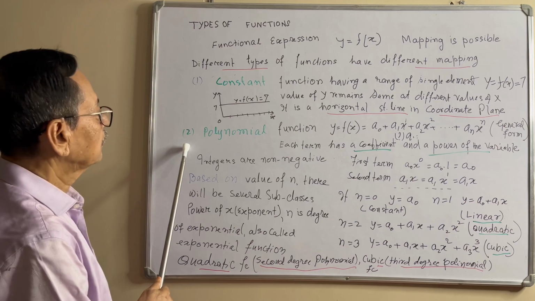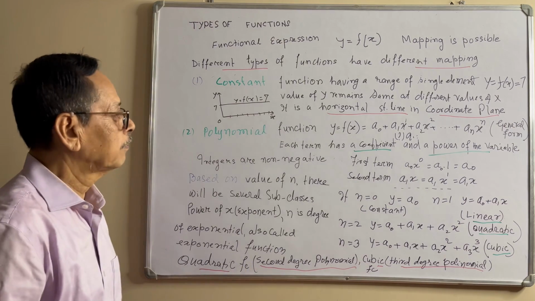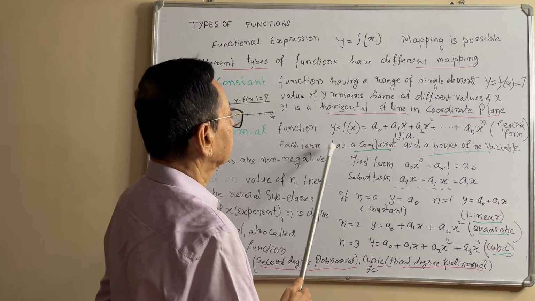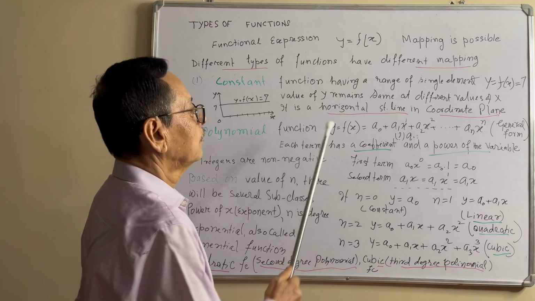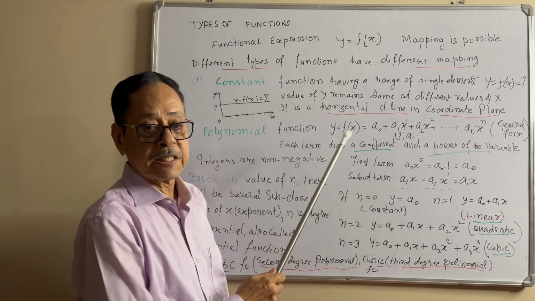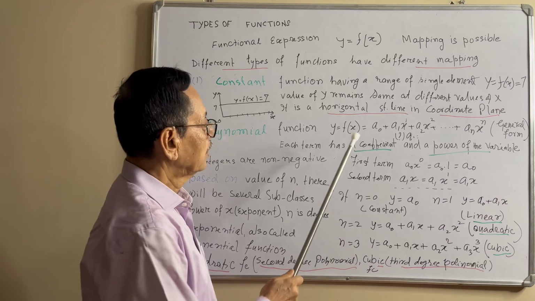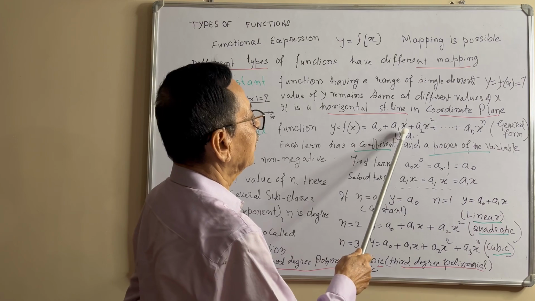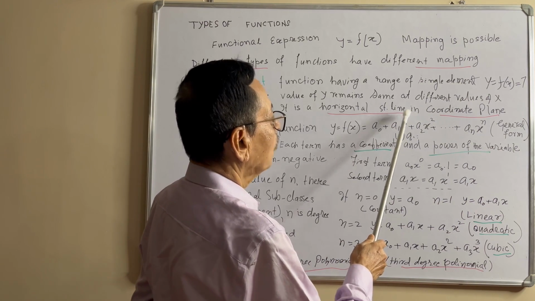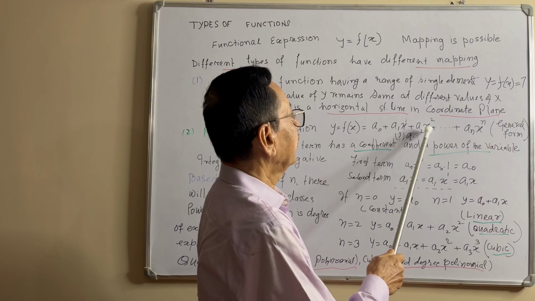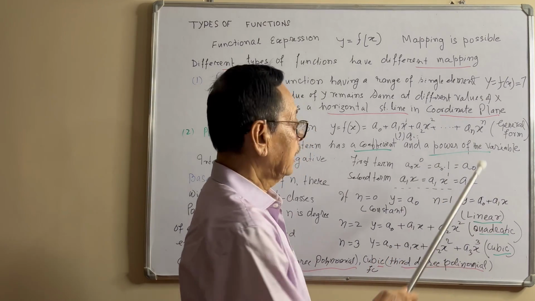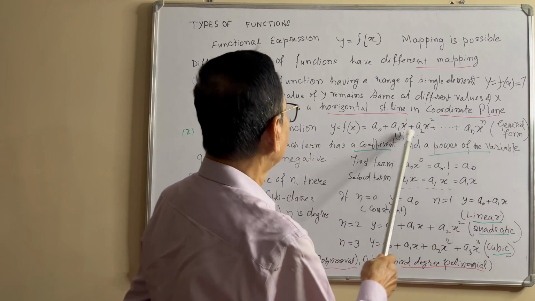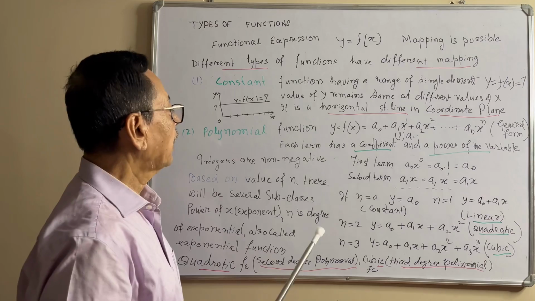So number 2 is the polynomial function. So what is a polynomial function? It is expressed as y is a function of x. So if we consider x as a set of different variables, y is a function of x, it is a0 plus a1 x to the power 1, plus a2 x to the power 2, and so on, up to an x to the power n. So this is the general form of the polynomial function.